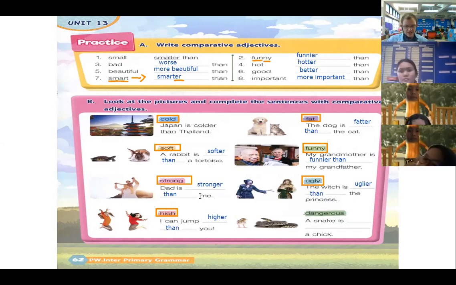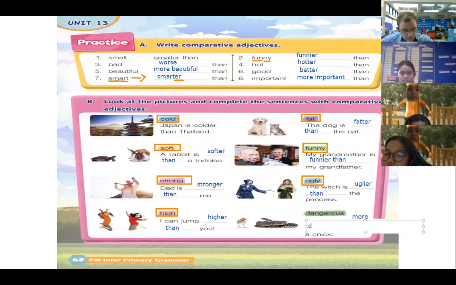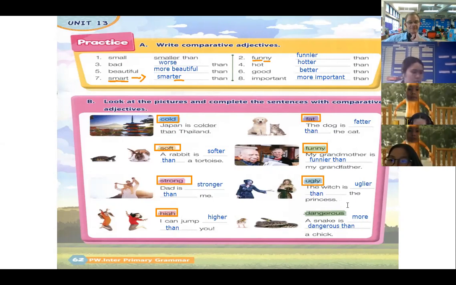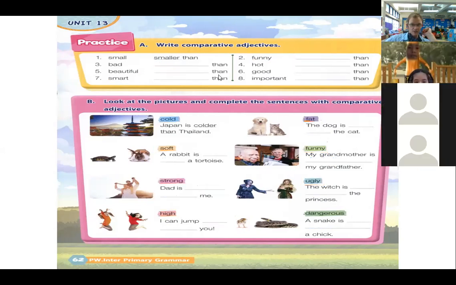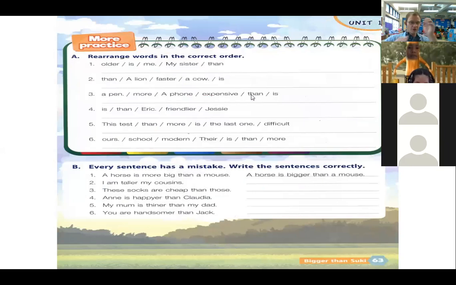Okay, and the last one is dangerous. A snake is a chick, dangerous. More dangerous. Excellent. More dangerous than a chick. A snake is more dangerous than a chick. That is also very true. So excellent, you guys. Your spelling so far today has been exceptional, and your answering also very good. Well done so far.